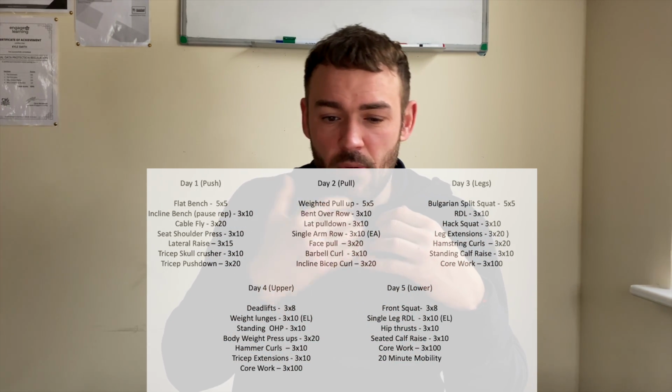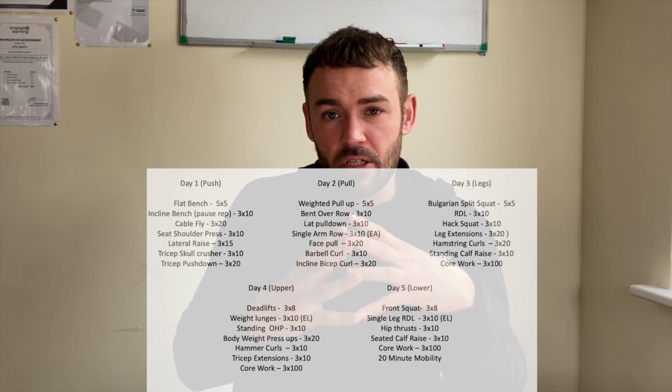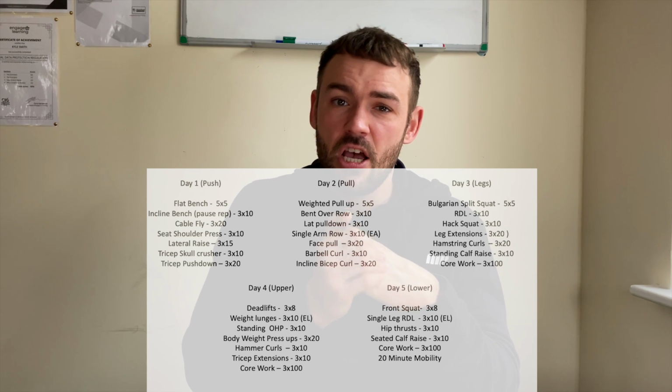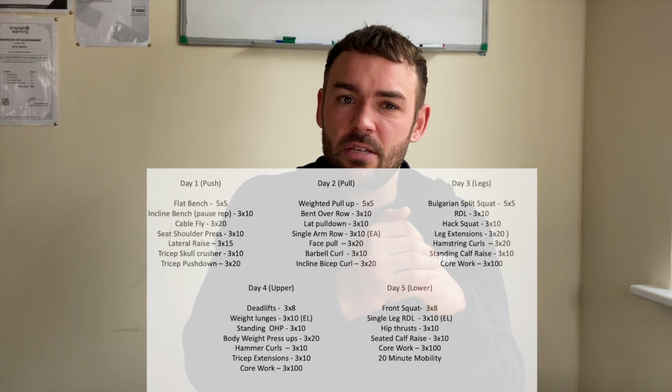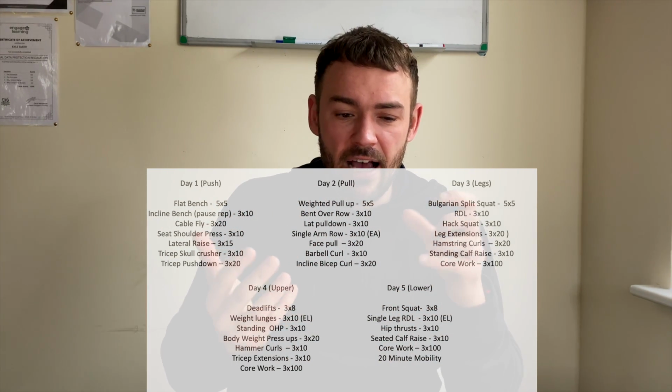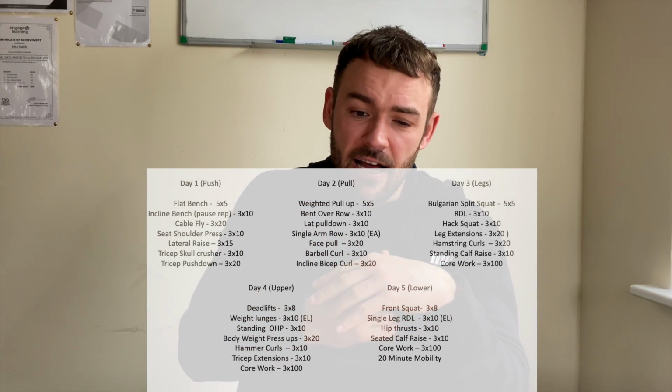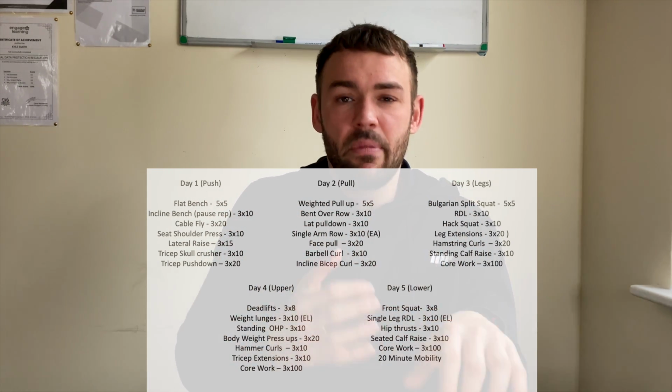So my flat bench, my weighted pull-ups and my Bulgarian split squats, I will track that and make sure I'm progressively overloading that exercise, but I don't do it with every single exercise because it just becomes a pain in the ass. So what I do like to do is just focus on them 3 and that keeps me happy enough, and then I'll mix it up as I go along.